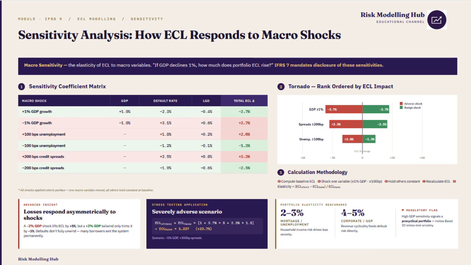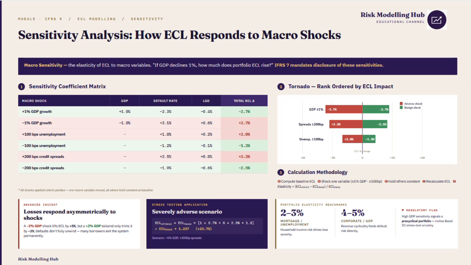Now, the sensitivity analysis. This is how you prove how your ECL model actually works. It answers the critical question: if GDP declines by 1%, how much does your portfolio ECL rise? And IFRS 9 mandates that you disclose these sensitivities. So, first understand the sensitivity coefficient matrix. On the left, this shows the elasticity, the percentage change in the ECL for each macro shock.